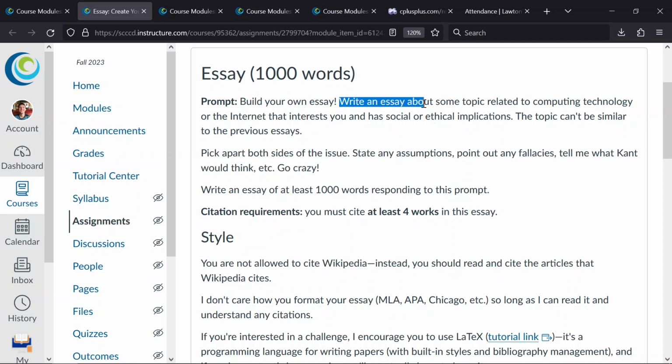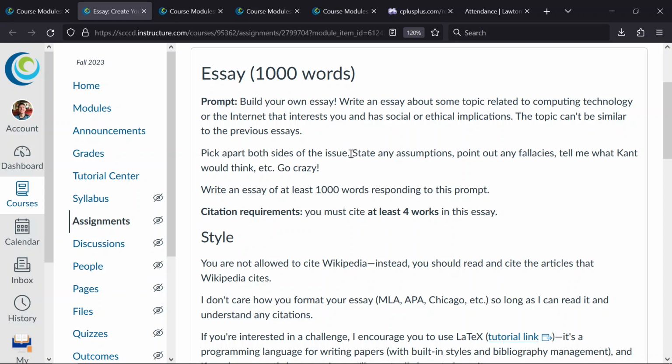Here are your requirements. Just write about some topic related to computing, technology, or the internet that interests you, so it's easy to write about. And then also, this is the major key, right? It has some social or ethical implications so that there are some arguments you can analyze. That's key. So the only thing you can't write about is anything similar to the previous essays, because that would be a little too easy, right? So pick some topic that we haven't really touched on much in this class that is near and dear to your heart and has some people that are on the other side of it, so you can analyze its social and ethical implications, and then just go with it.